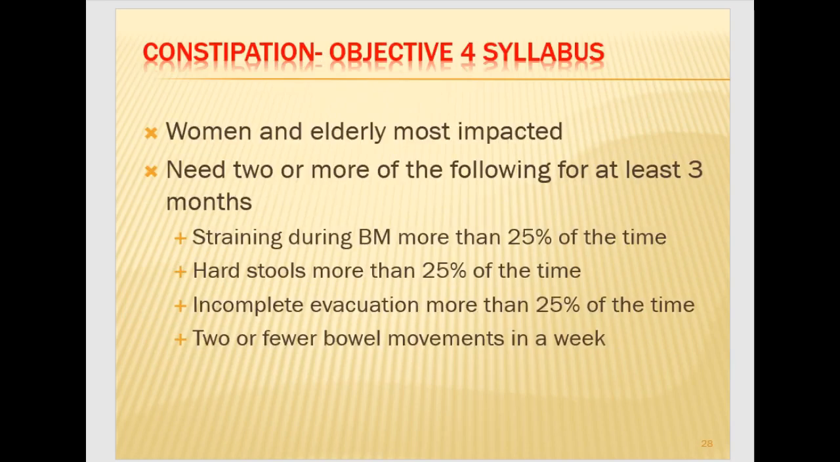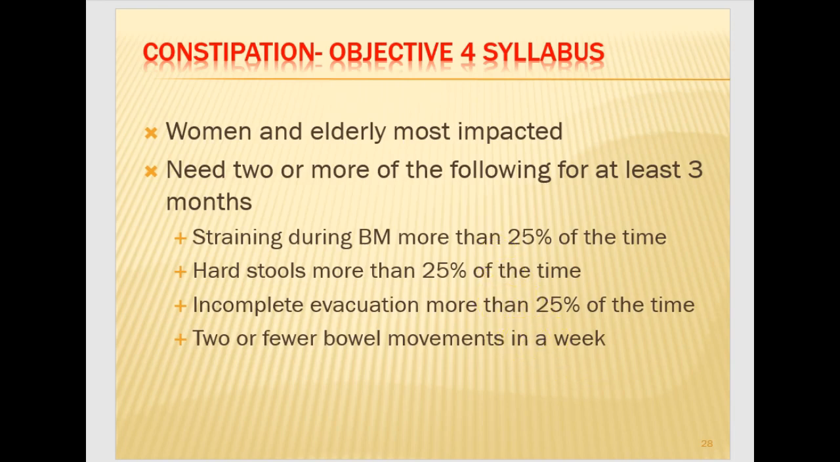How about constipation? So when we look in our syllabus, it does talk about constipation. Now, women and elderly are most impacted. So because our volume in our body is less, so we need to be diagnosed with constipation, you need 2 or more of the following for at least 3 months. So here they are. Okay, so then we know.